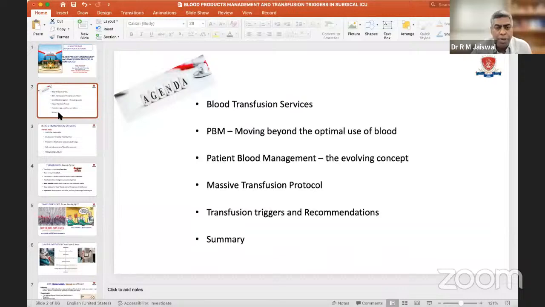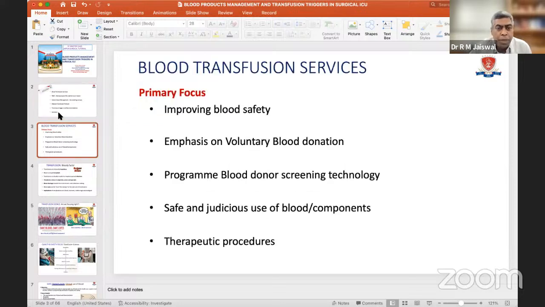Today's agenda will be how we are dealing in the blood transfusion services, what are the blood management program and patient blood management. This is a newer concept at present, and what are the massive transfusion protocol and transfusion triggers and current recommendation. Recently, JAMA released recent recommendation for the RBC transfusion, and I'm going to discuss those important points.